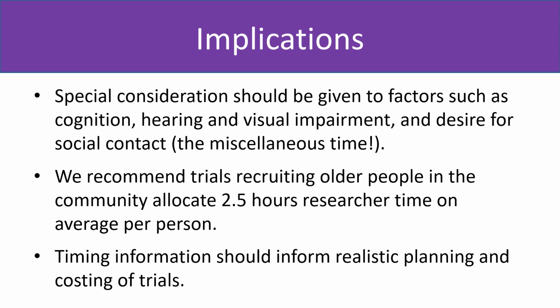We recommend that trials recruiting older people in the community allocate 2.5 hours of researcher time on average per person for consent, data collection and admin, being mindful that activity will take longer in some cases. We know that researcher activity will vary between different community-based trials. Our findings will give a good starting point for timing calculations. Trials recruiting from rural settings or where sites cover a large area should allocate additional time for travel.